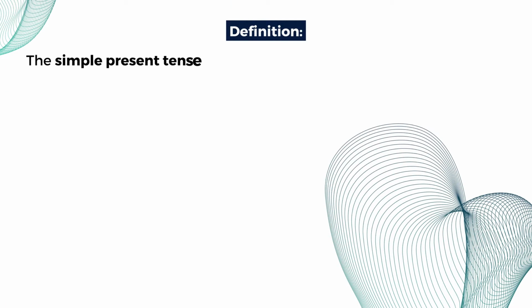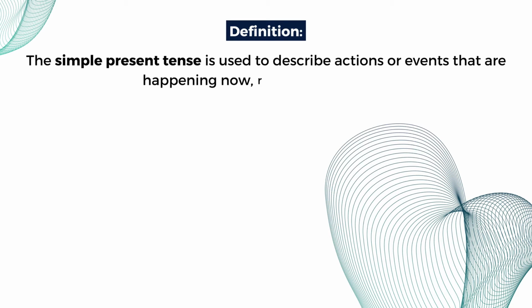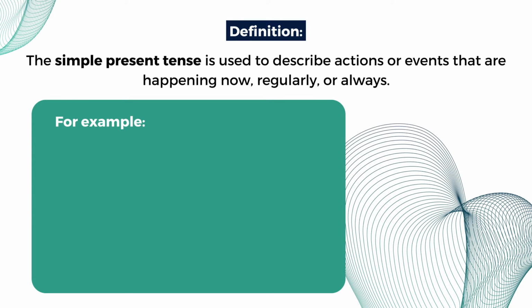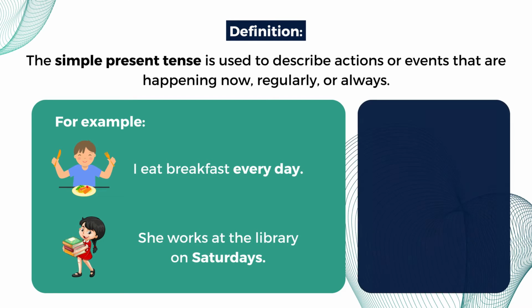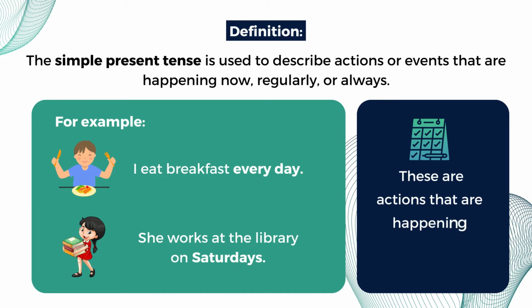The simple present tense is used to describe actions or events that are happening now, regularly, or always. For example, I eat breakfast every day. Or she works at the library on Saturdays. These are actions that are happening regularly or always.